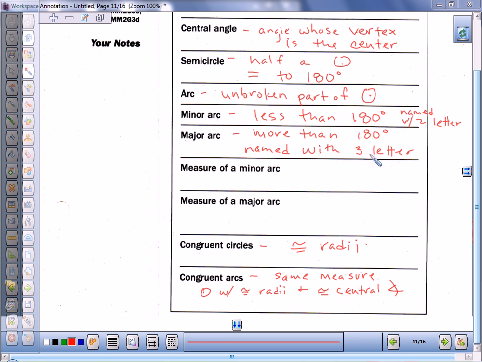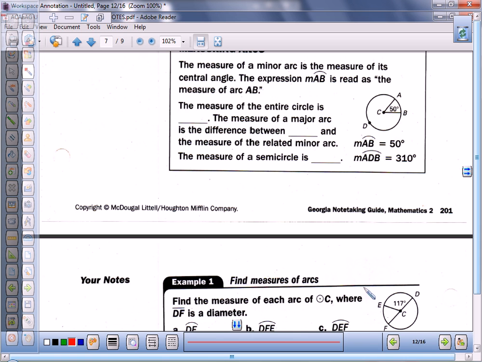Now, congruent circles. We can prove congruent circles if we have circles that have congruent radii that are the same. We can prove congruent arcs, which have the same measure, by showing circles that have congruent radii and congruent central angles. So we have to have those 2 things to prove congruent arcs. If we look at this, the measure of a minor arc is equal to the measure of the central angle. So if this central angle is 50, the measure of that arc is 50. So the measure of arc AB is 50.